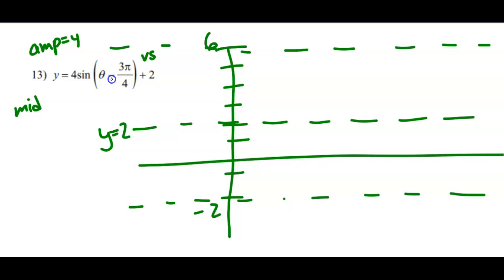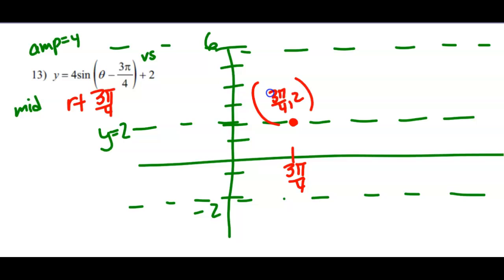All right, this is actually a phase shift to the right, 3 pi over 4. So it's going to start over here. It's a sine, so it's going to start at the midline, and that's going to be 3 pi over 4. But it's going to go up, back to the midline, down, and back to the midline. Now we got to figure out these points.